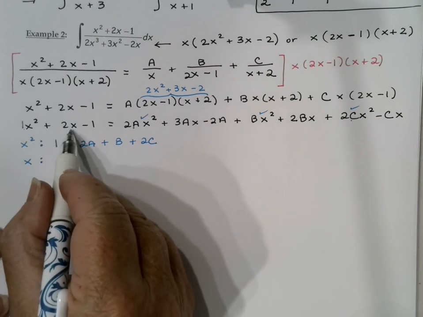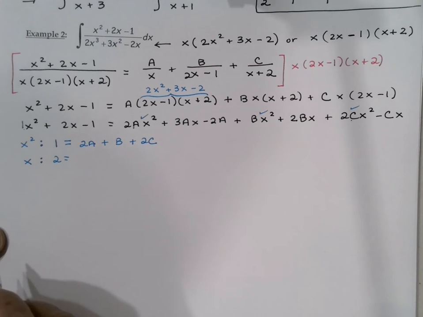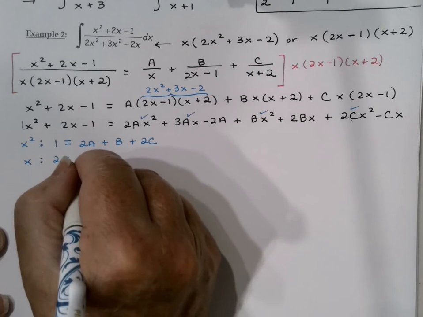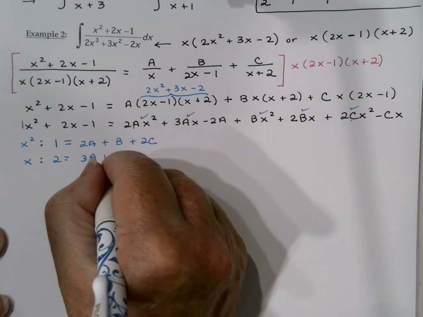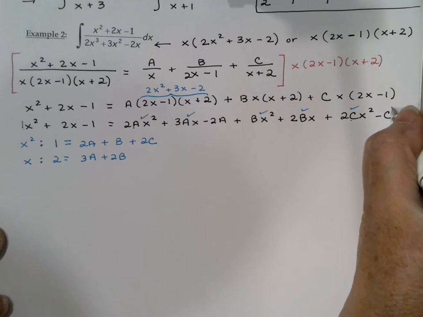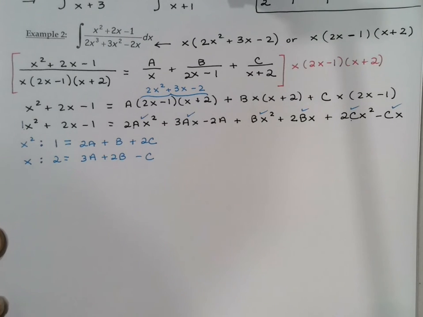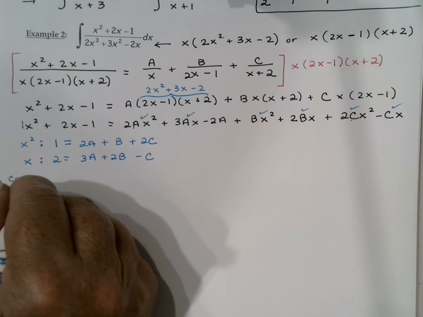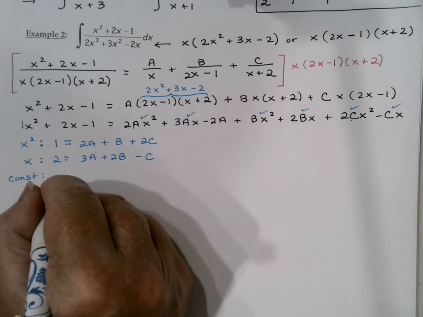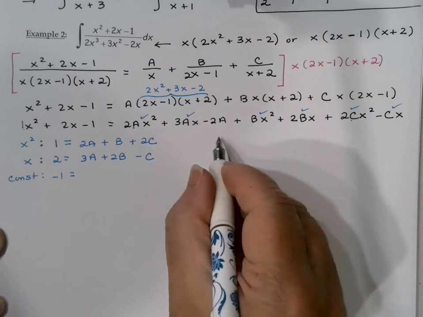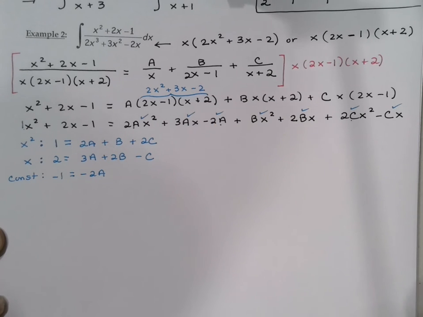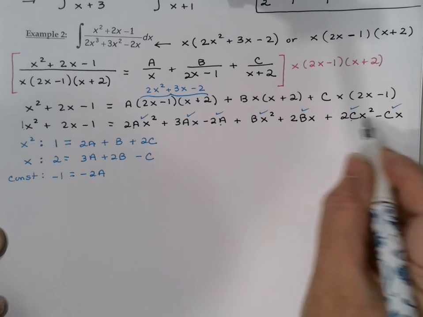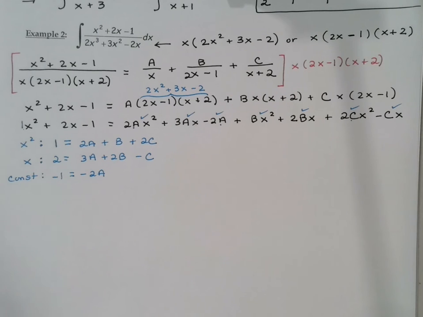For x to the first, on the left I have 2. And on the right, I've got 3a plus 2b minus c. And then finally, the constants. On the left, I have negative 1. And on the right, I've got negative 2a. And I think that's everything. I just like to check these off as I go just to make sure I don't miss any. The bigger the problems get, the easier it gets to miss stuff.